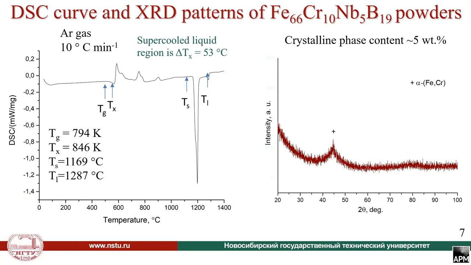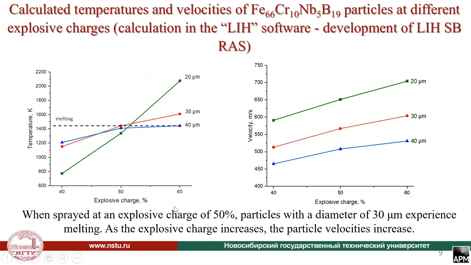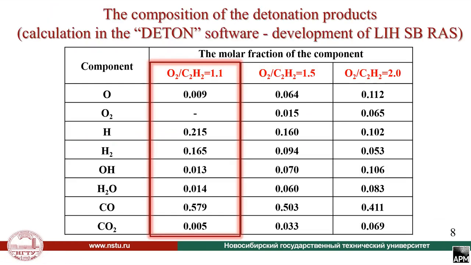By the Rietveld method, the crystalline phase content was calculated, which is only 5 weight percent. Then we calculated the chemical composition of the detonation products. And here it can be seen that using a molar ratio of oxygen to acetylene gases of one means that the detonation products environment will be reducing, which means that during detonation spraying the oxidation of the powder won't happen.